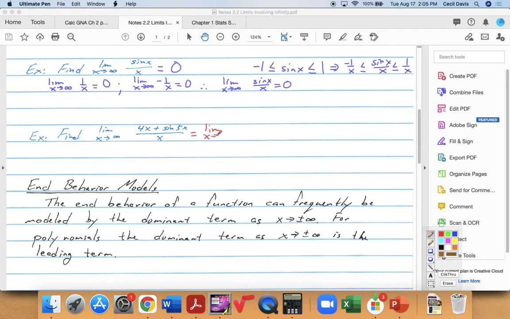So it'd be the limit as x goes to infinity of 4x over x, and I'm going to need to put parentheses around this of some kind. I don't care whether you use brackets or parentheses, doesn't really matter. Plus sine of 5x over x. What does that first term go to as x goes to infinity? 4. And what is the second term going to go to as x goes to infinity? Still goes to 0 because sine of 5x, it just oscillates faster. Right? So this is just 4.